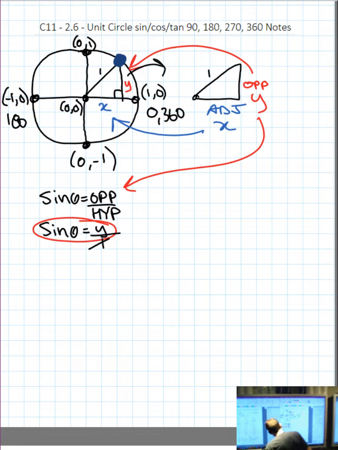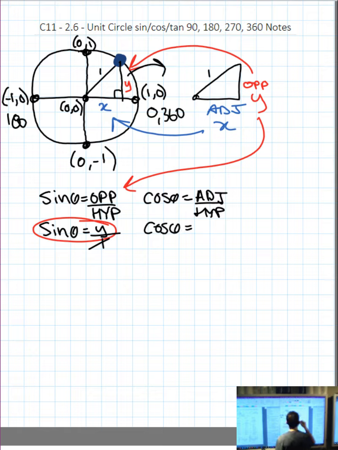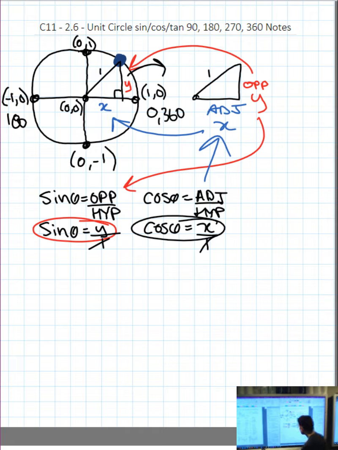Now, we're going to keep using SOHCAHTOA. We're going to use our new definition of sine theta, the y value of the unit circle. So what's cos? Well, cos theta is equal to adjacent, ADJ, over the hypotenuse, HYP. So cos theta equal to, well, what's the adjacent? Well, above, it's the x value. So it's x over, and the hypotenuse is 1, so it's x over 1, so get rid of it. So it's cos theta is equal to the x value of the unit circle.